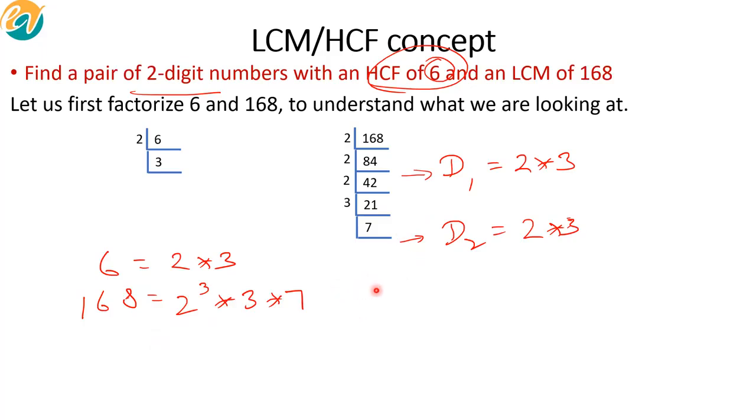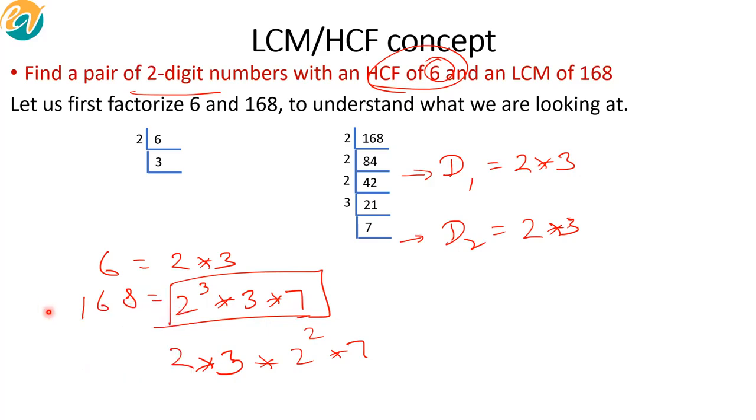Now notice, out of this 2 raised to the power 3 into 3 raised to the power 1 into 7 raised to the power of 1, we already have 2 into 3, right? So we already have 2 into 3. So what are we left with now? What we are left with is 2 square into 7. Agreed?